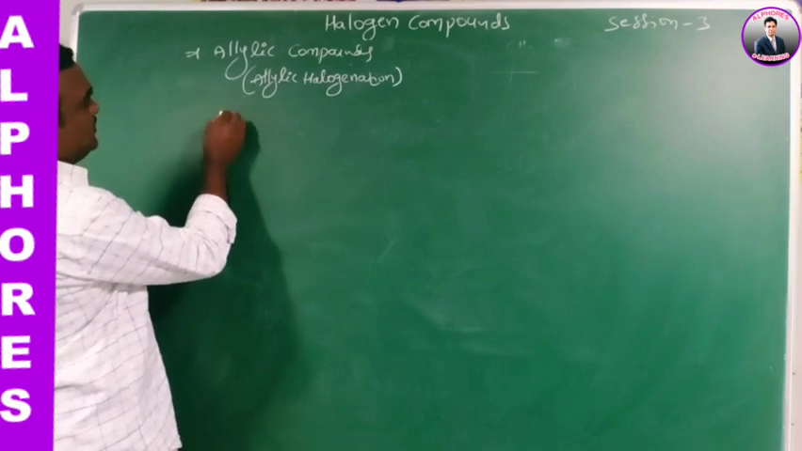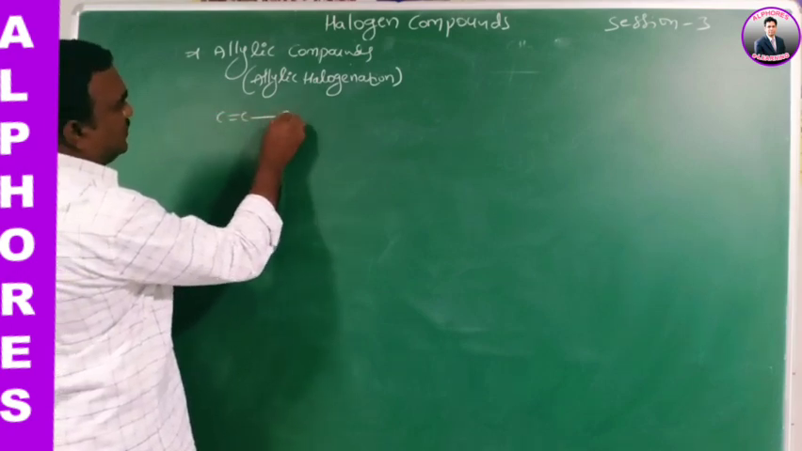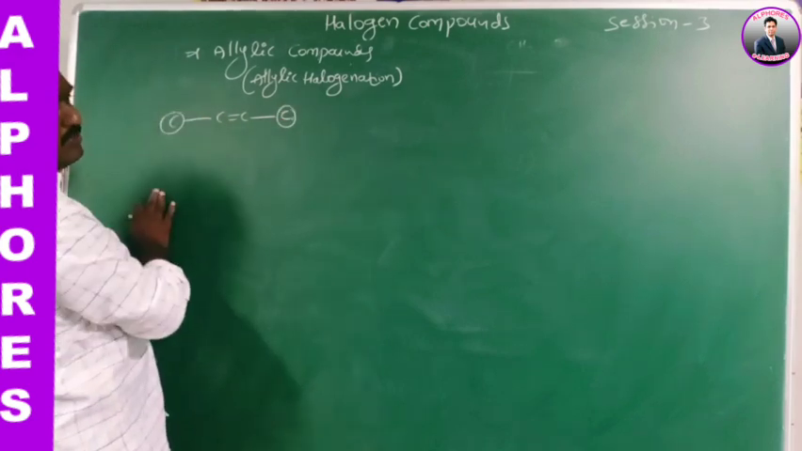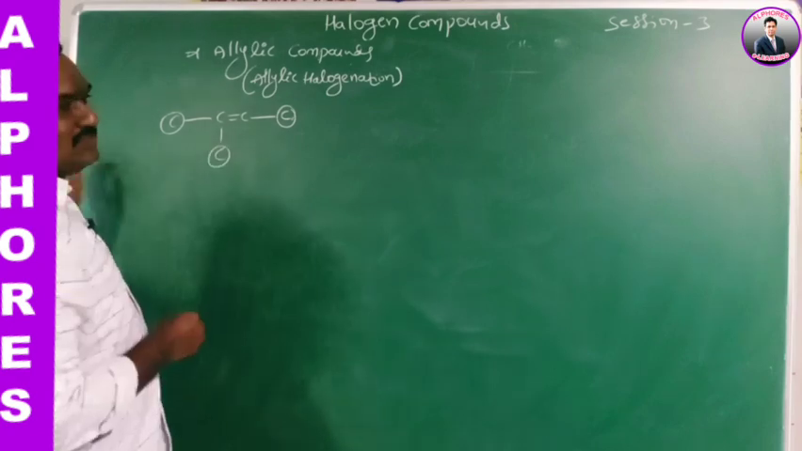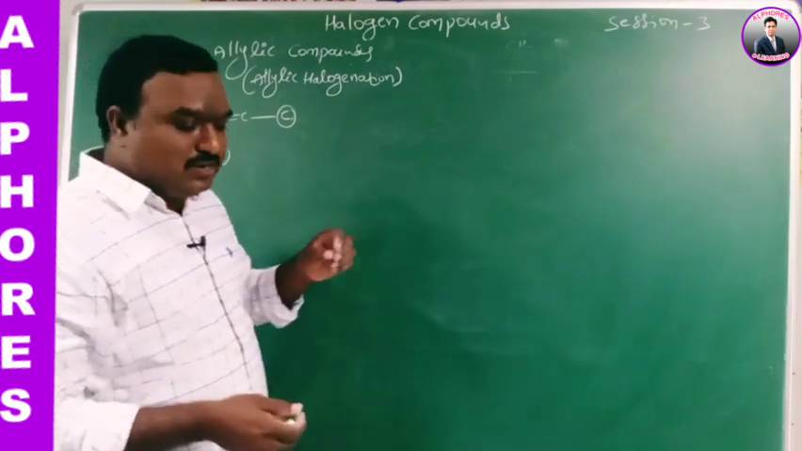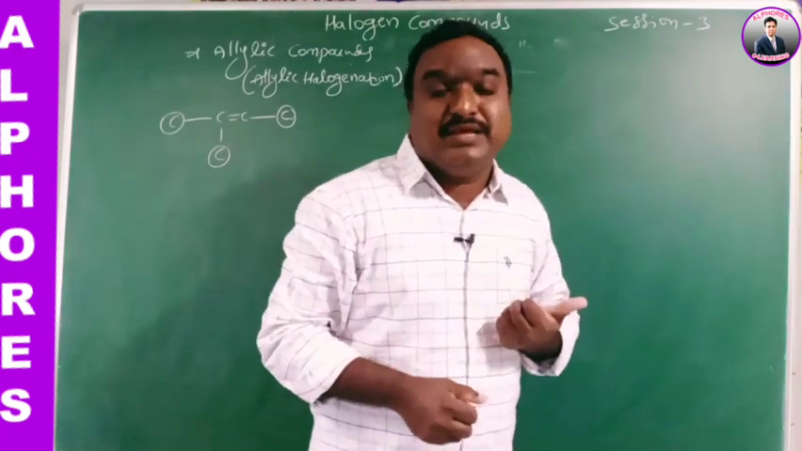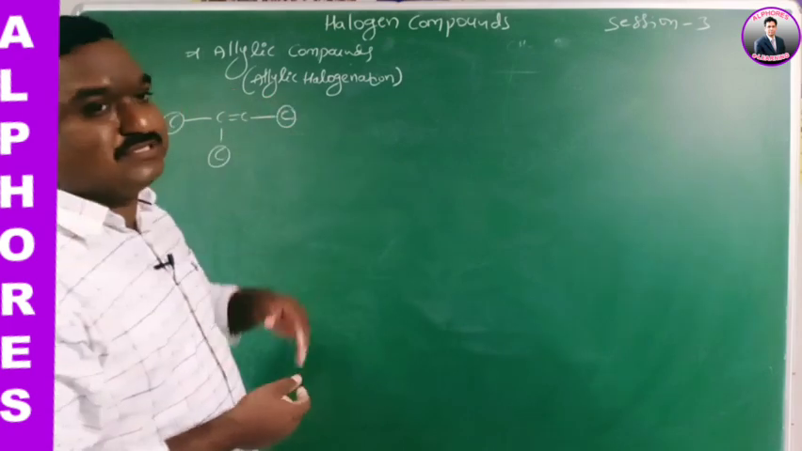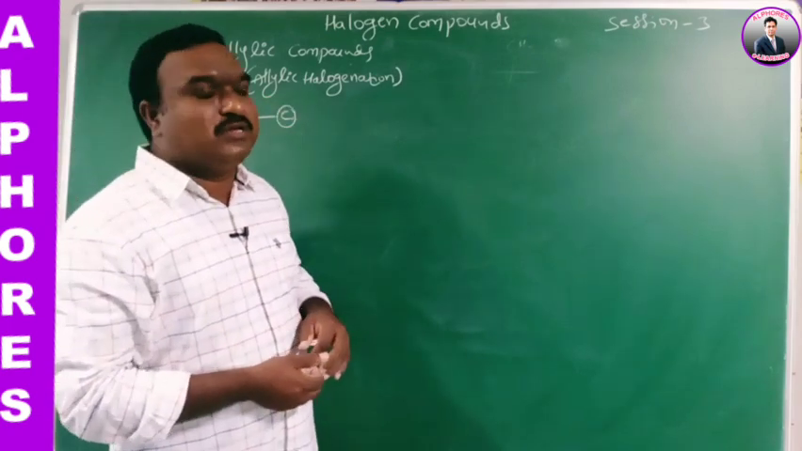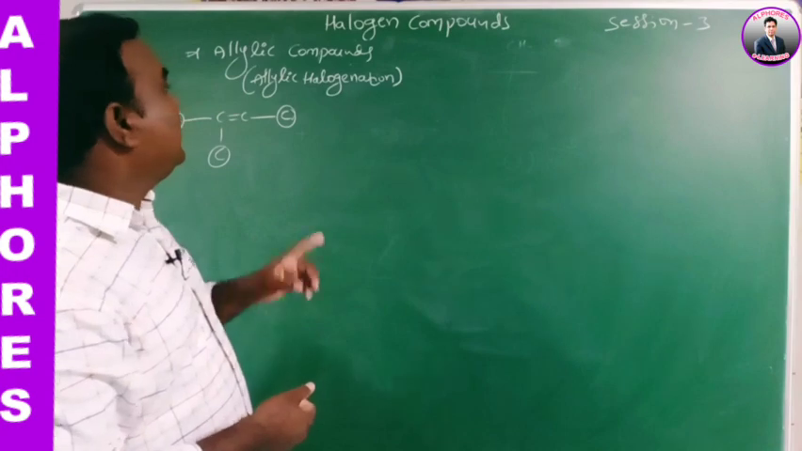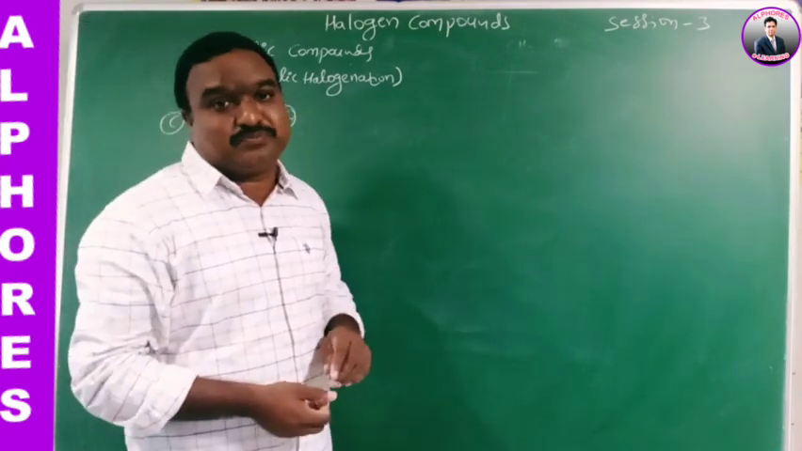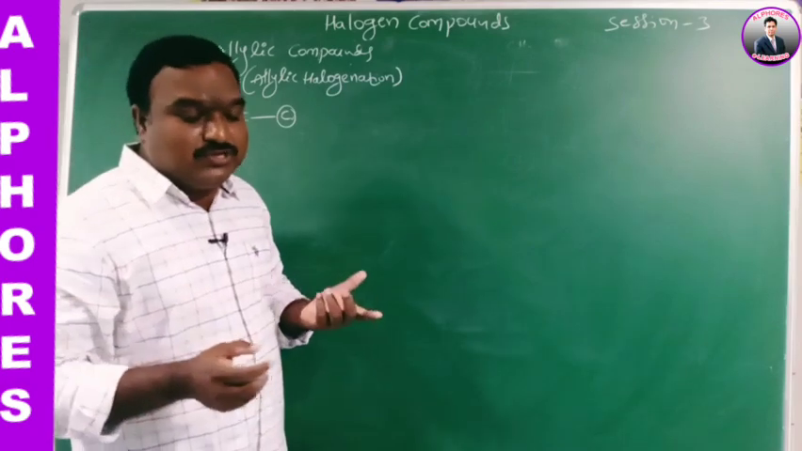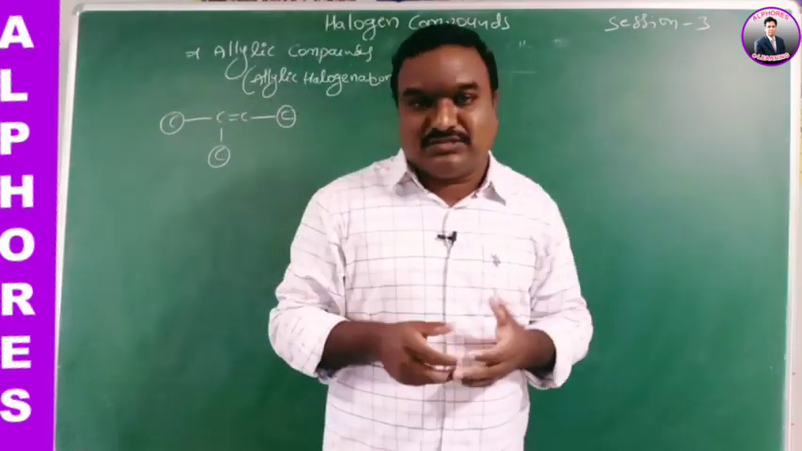Already I told you in yesterday's class, C double bond C. The carbon which is connected with a double bonded carbon is generally called an allylic carbon. Here also allylic carbon, here also allylic carbon. The allylic hydrogen is replaced by halogens, chlorine, bromine or iodine. This type of reaction is generally called allylic halogenation. But we have to apply suitable conditions in these reactions.